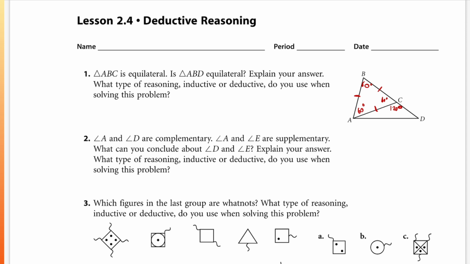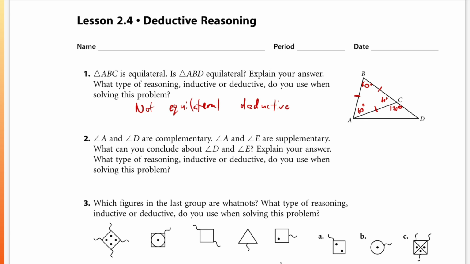What type of reasoning? We use deductive because we were using accepted facts. The fact that this is equilateral, therefore this is 60, therefore this is 120. And the fact that these add up to 180, that's an accepted fact in geometry. And we're not able to determine these two because all we know is that they have to add up to 60, but that's not enough information to conclude that.